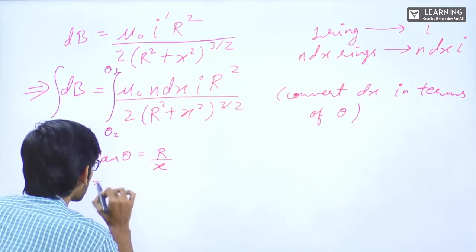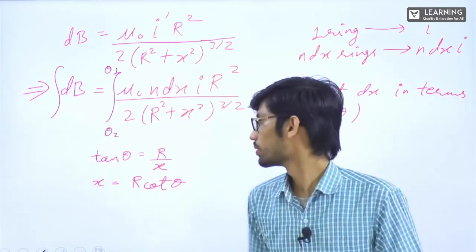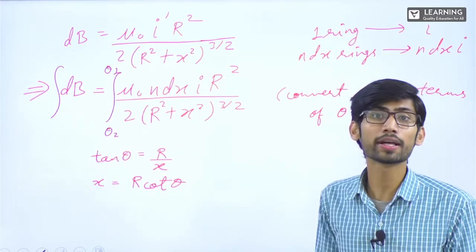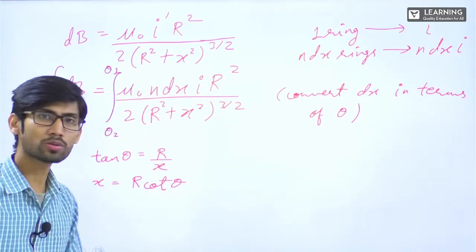From here, x is equal to r cot theta. Yes or no? This x will go this side, tan theta will come this side, r upon tan theta. 1 upon tan theta is cot theta. So this will be x is equal to r cot theta.